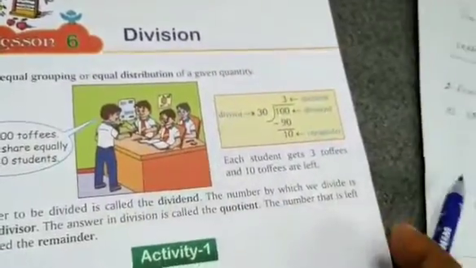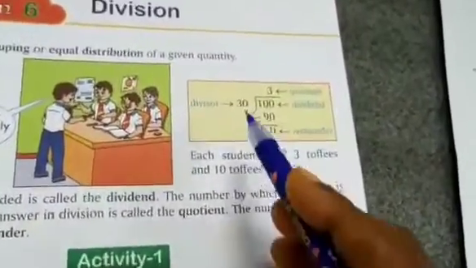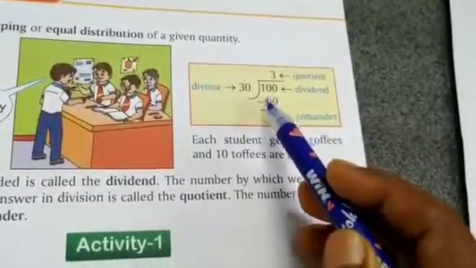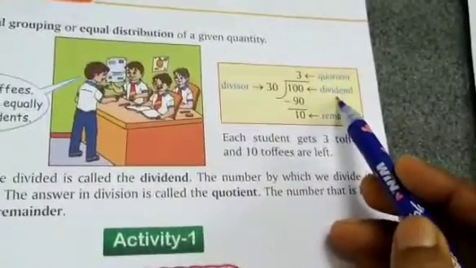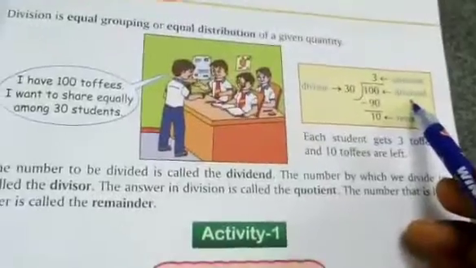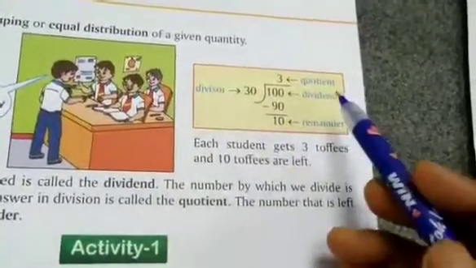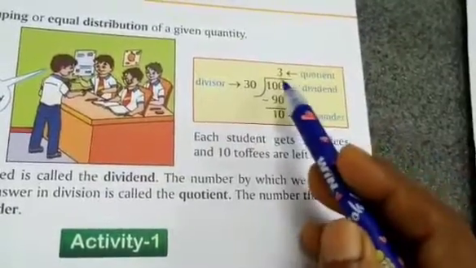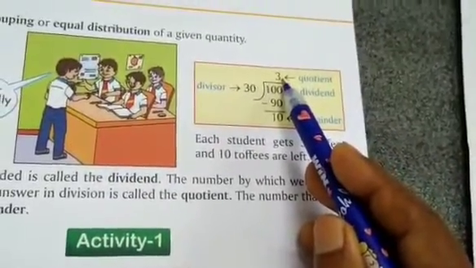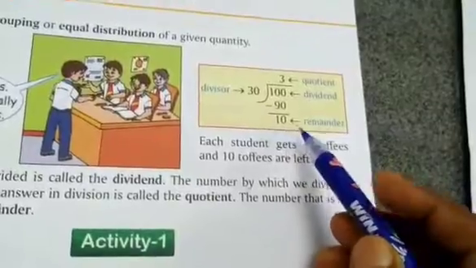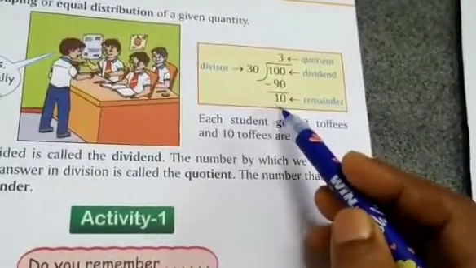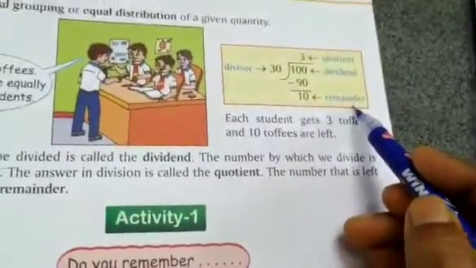Now while doing the division, we'll come across some new terms. This is called the dividend. The number to be divided is called the dividend. And this is called the divisor. It is the number by which we divide. This is known as the quotient. The answer is known as the quotient. And the number that is left after dividing is known as the remainder.